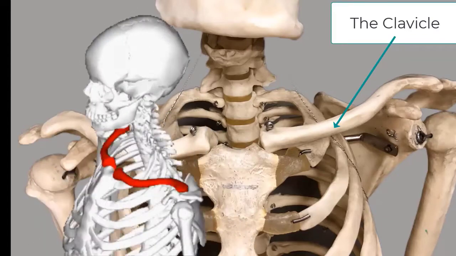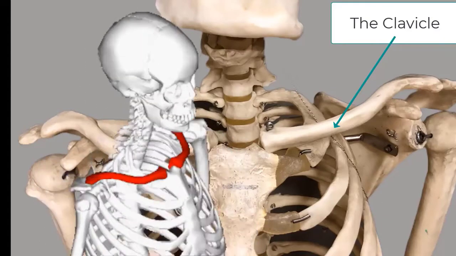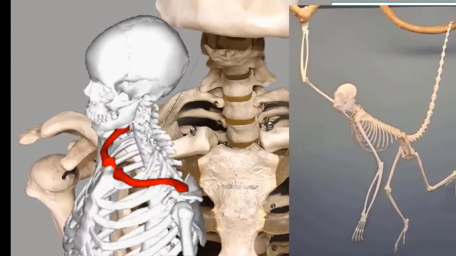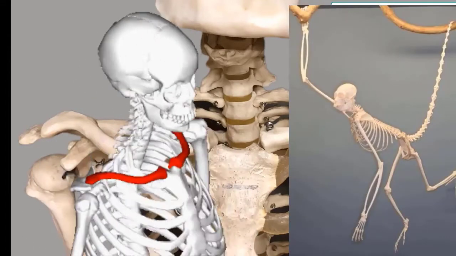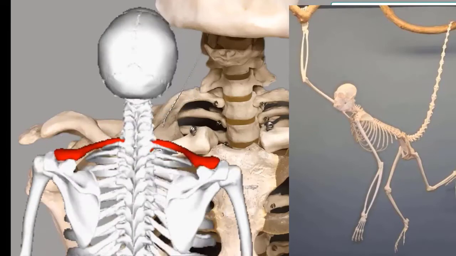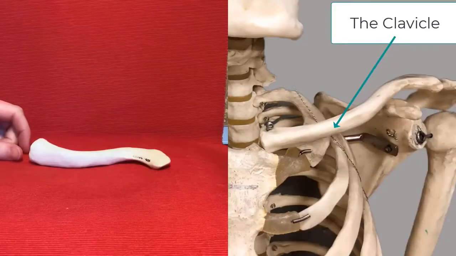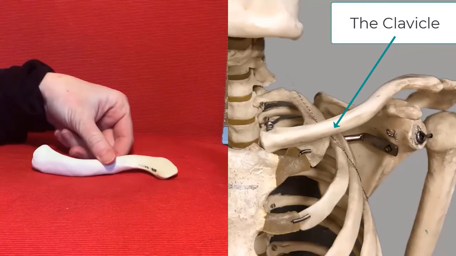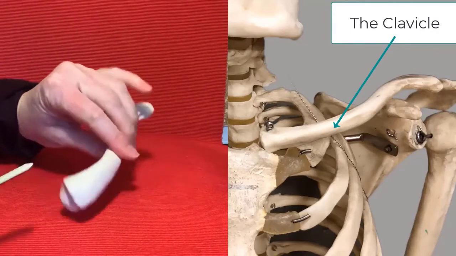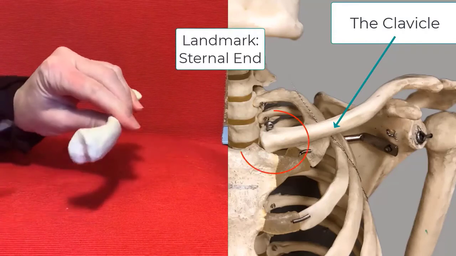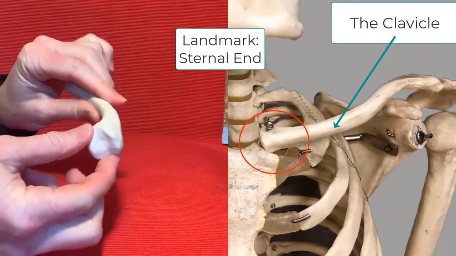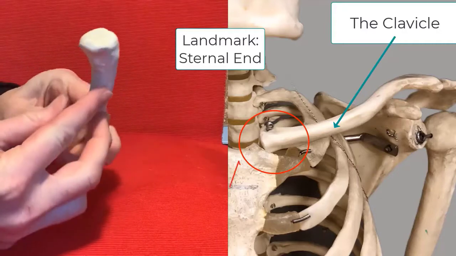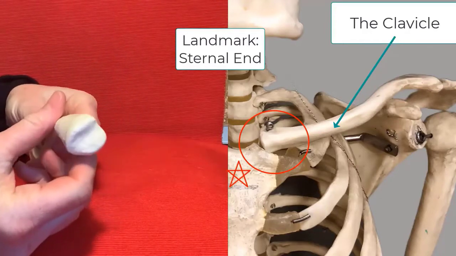The clavicle is really important for providing stability for your shoulder. So it's really important for swinging in the trees, which we will cover when we get to non-human primate locomotion. There are several landmarks that you will need to know, and you will need to know where it articulates with what bone. So this is the sternal end, and it is more bulbous and thicker, and it articulates with the manubrium of the sternum, as we mentioned.